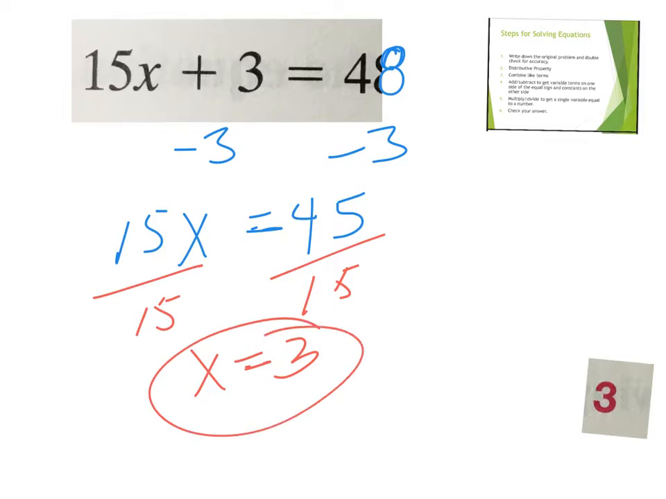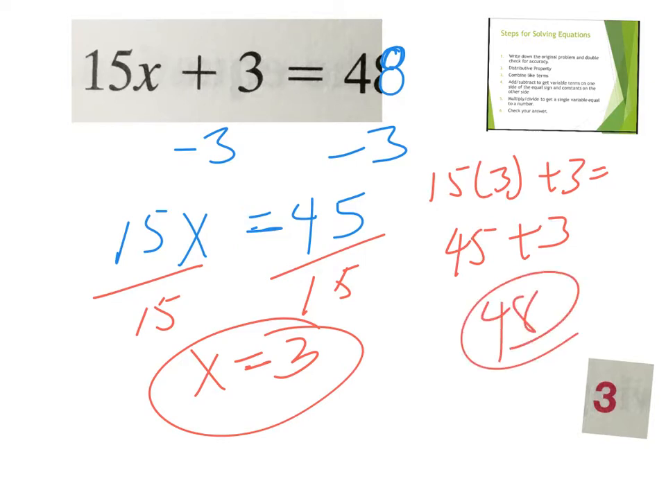And again, your check will bear that out. So 15 times 3 plus 3 equals, 15 times 3 is 45, plus 3, and that does indeed equal 48. So our answer was correct.